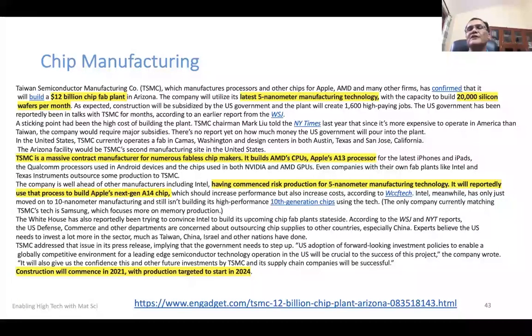And then the last highlighted item is that construction will commence in 2021 with production targeted to start in 2024. So again, that's your three-year timeline it takes for you to set up a greenfield fab and then to get it into a phase where it's producing 20,000 wafers per month.